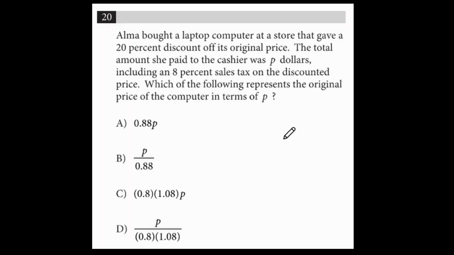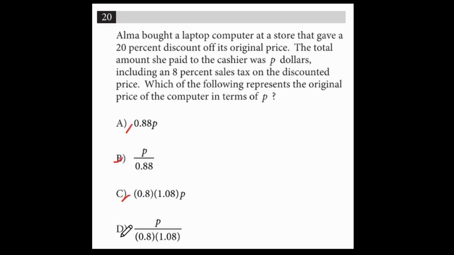This is obviously one of the tougher problems in the section. So if you can't get it, this is how you can guess at it. You can eliminate some of these by understanding that the original price is more than the sales price. So if we want the original price, it's not going to be 0.88 times P, because that's going to give me less than the sales price, which was P. It's not going to be C either, because this is going to be less than 1. So that's going to give me a less than P. So it's going to be between B and D.